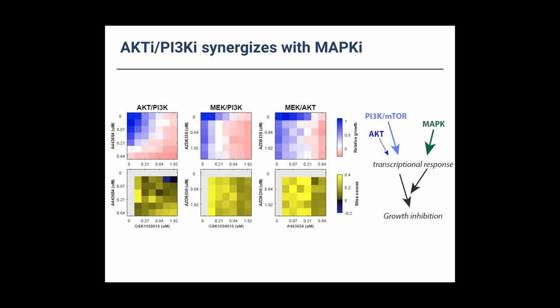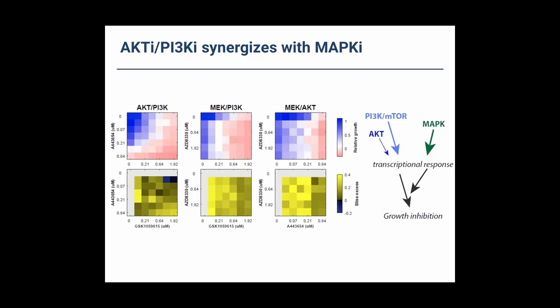Okay. So now we have this combination that is rather potent and synergetic, the combination of a MEK inhibitor with a PI3K or an AKT inhibitor. But what we would like to have is something that is more specific to that given cell line. And to do that, we exploit this clustering of drugs.